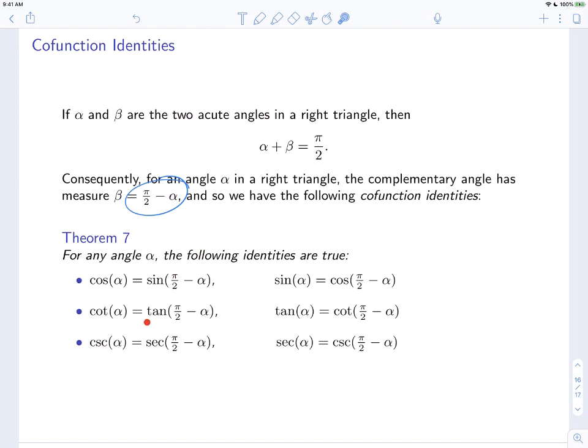Cotangent of alpha is tangent of the complementary angle. Cosecant of alpha is secant of the complementary angle. We also have the other versions of these because in the same way that cosine is the cofunction of sine, sine is the cofunction of cosine. So sine of alpha is cosine of the complementary angle. Tangent of alpha is cotangent of the complementary angle. And secant of alpha is cosecant of the complementary angle.